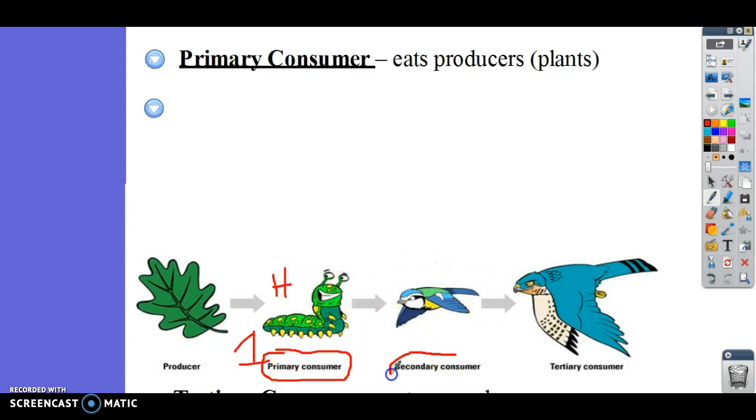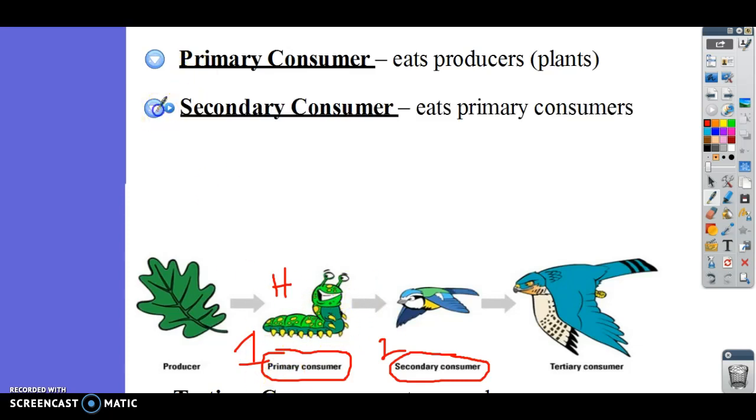The bird is the secondary consumer. Secondary means two, right? So he's going to eat the primary consumer. So the secondary consumer eats primary consumers, right? So it just goes along in this food chain. It starts with the producer, then we get the primary consumer, and then the secondary consumer.